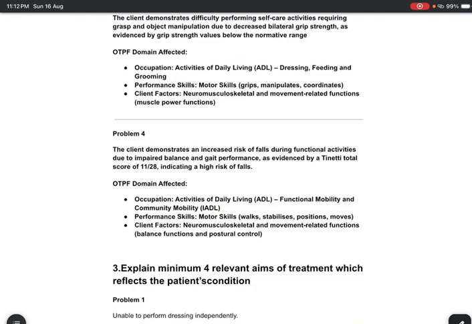Problem number 4. The fourth problem is an increased risk of falls during functional activities. Mr. K obtained a TINETI score of 11 out of 28, indicating a high risk of falls. He demonstrated hesitant and discontinuous gait, frequent stopping during turning, marked trunk sway, and reduced gait stability. According to the OTPF, the affected occupations include functional mobility and community mobility. The affected performance skills include walking, stabilizing, positioning, and moving, while the affected client factors include balance and postural control.